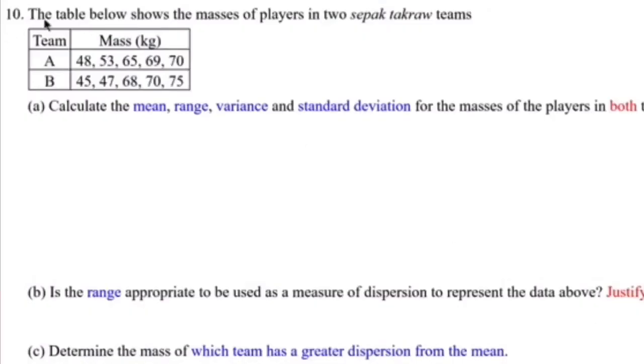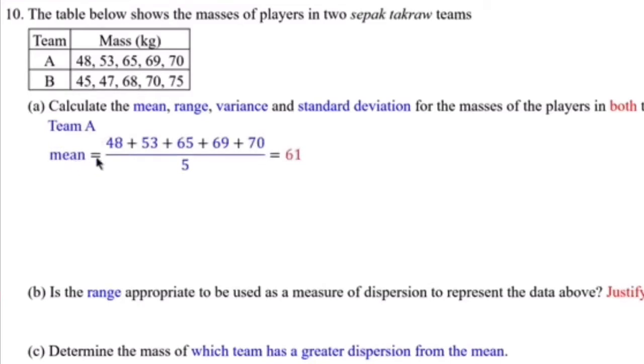Hi student, have you tried all the questions? Number 10. Now let's go through how to do it. We are asked to find the mean, range, variance and standard deviation for both teams. So for team A first. For the mean, we add all the masses divided by 5. For range, remember range is maximum minus minimum. The biggest, 70, minus the smallest, so the answer is 22.